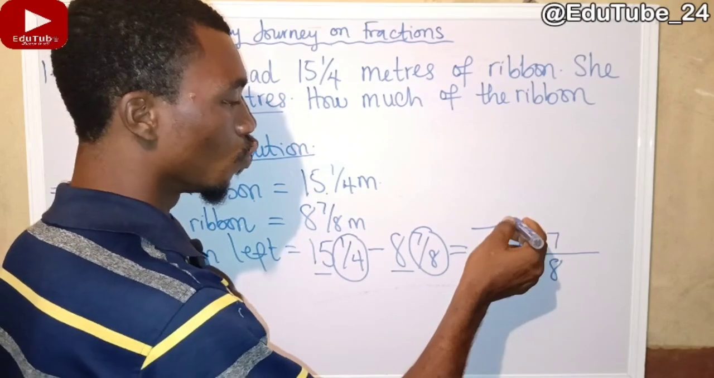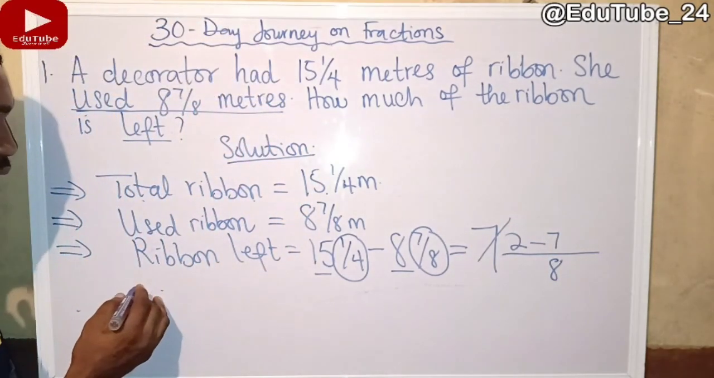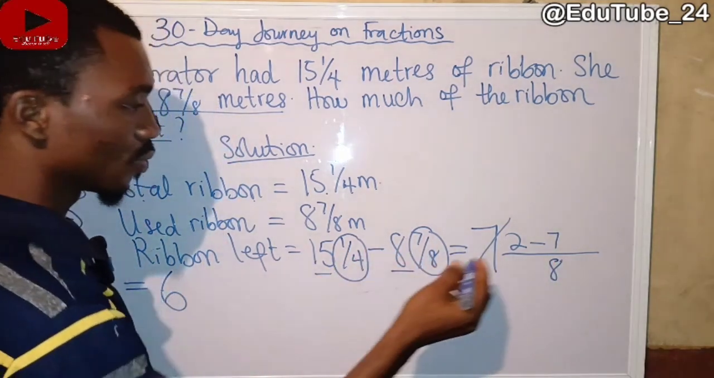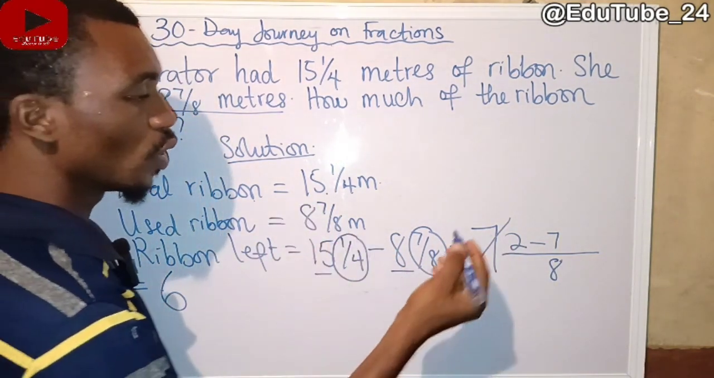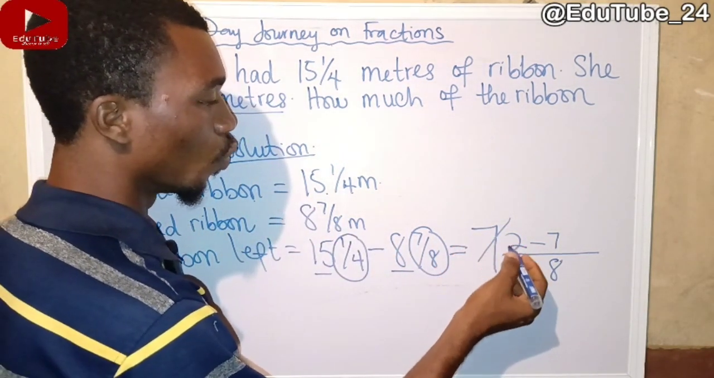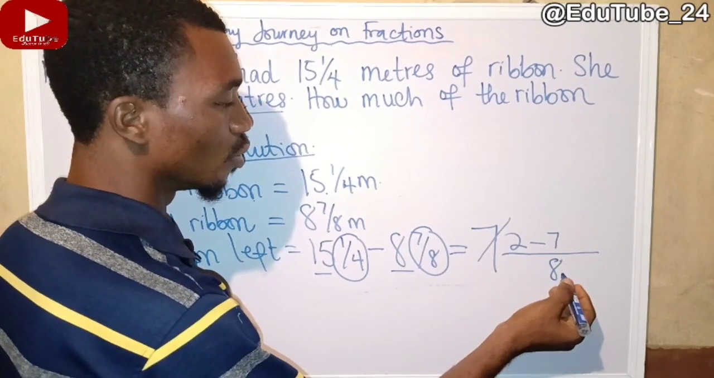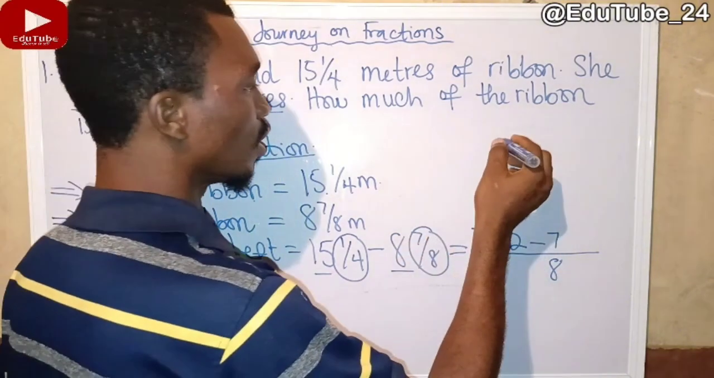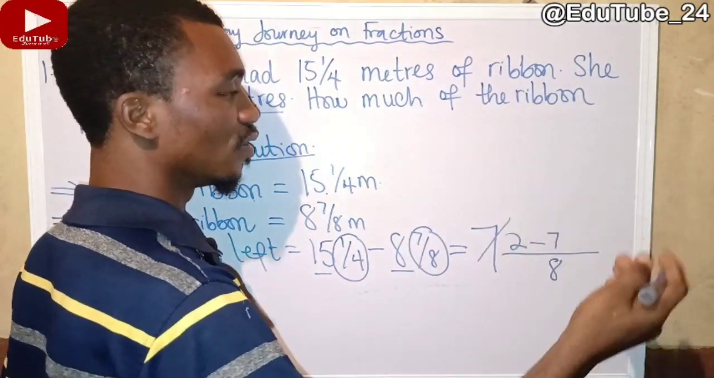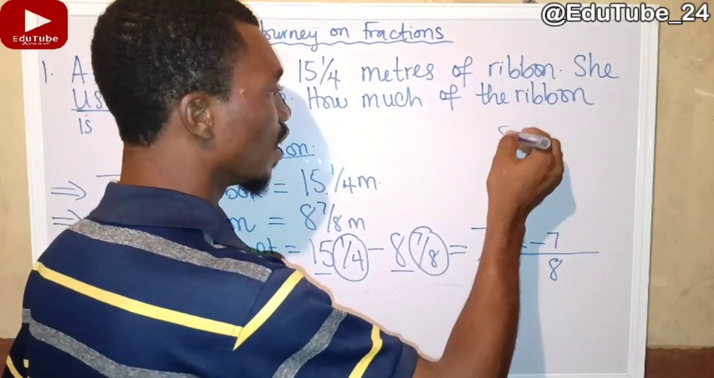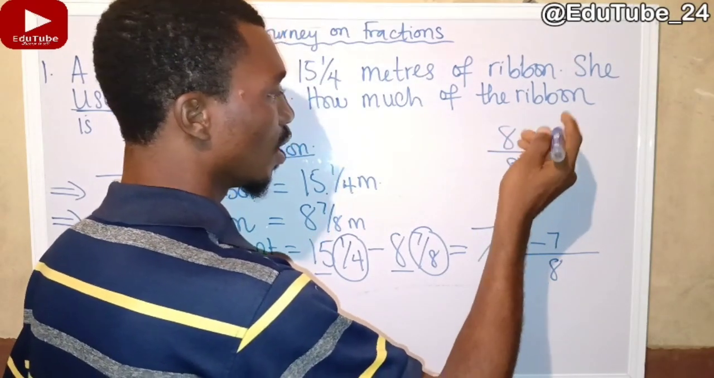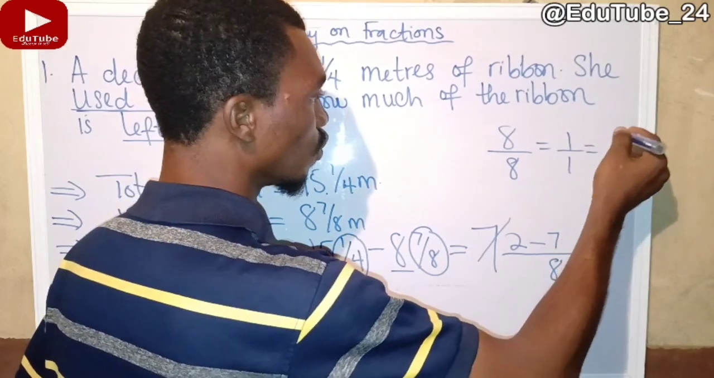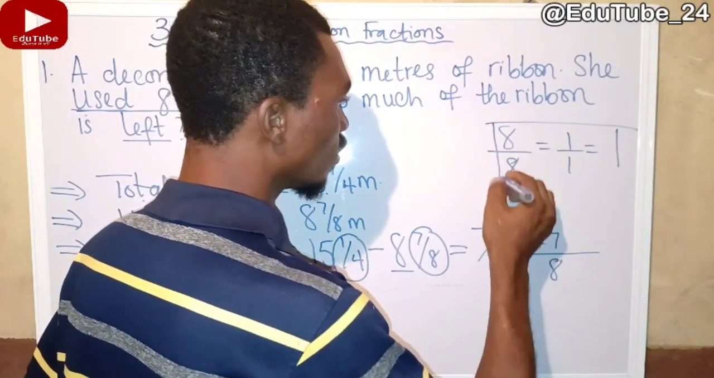So what do we do? We borrow 1 from 7, and then we are left with 6 whole number. And the one that we borrow, when 1 is borrowed from a whole number, the 1 will be equivalent to the denominator. So the 1 will be converted to 8, because in fractions, any number divided by the same number gives you 1. So 8/8 is the same thing as 1/1, which is also the same thing as 1. And this is just a little digression.